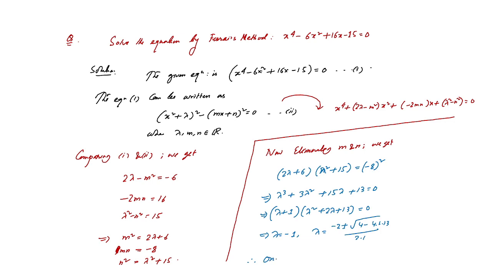So therefore we get one real value of lambda. This is basically -1. We need only one real value; that is sufficient for finding the value of mn. Okay, now we'll find out the value of mn on the basis of the value of lambda. So here lambda is basically -1, which we get as the real value of lambda.